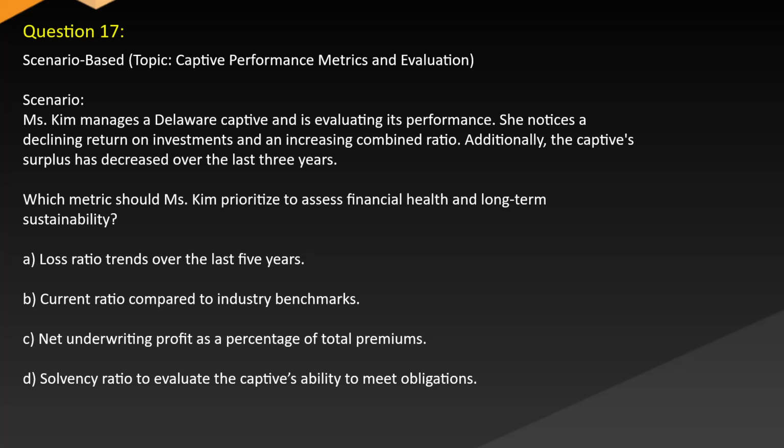A. Loss ratio trends over the last 5 years. B. Current ratio compared to industry benchmarks. C. Net underwriting profit as a percentage of total premiums. D. Solvency ratio to evaluate the captive's ability to meet obligations.